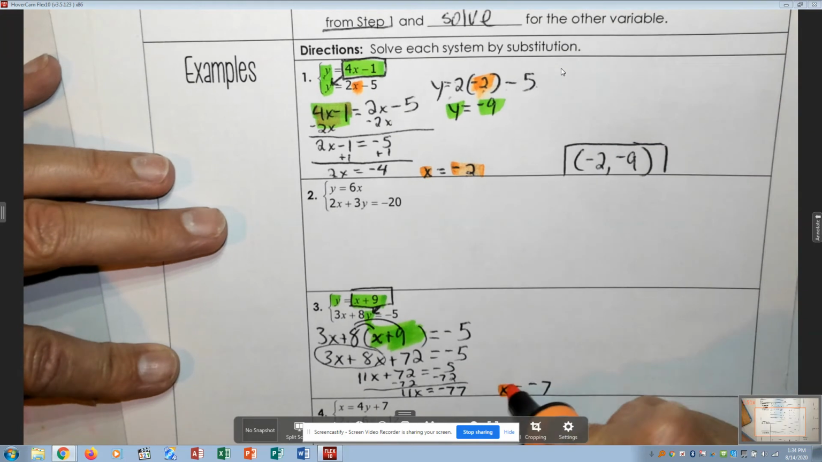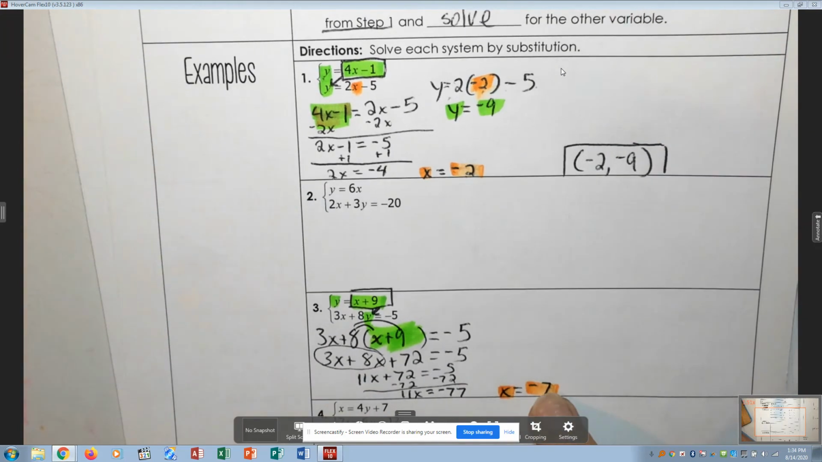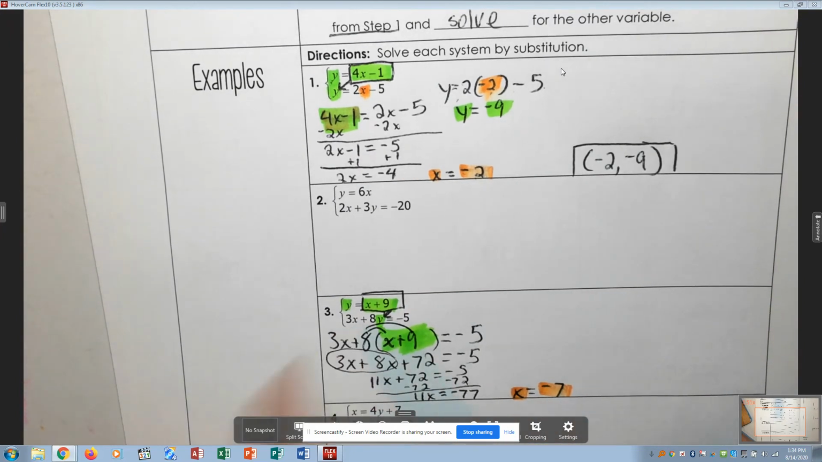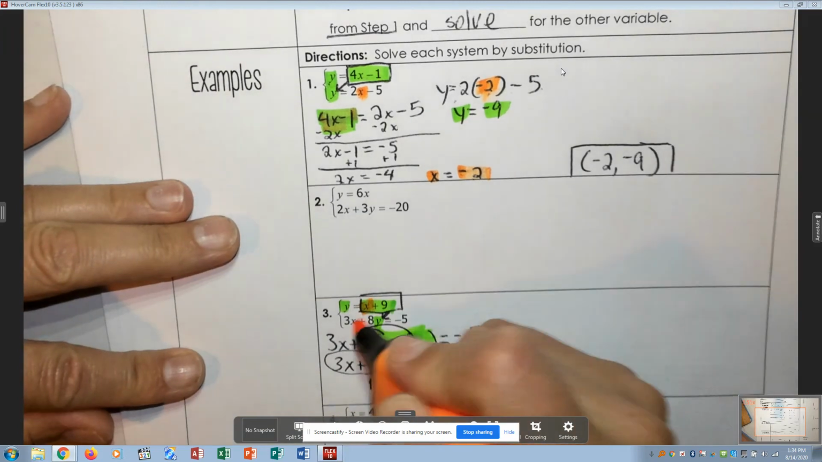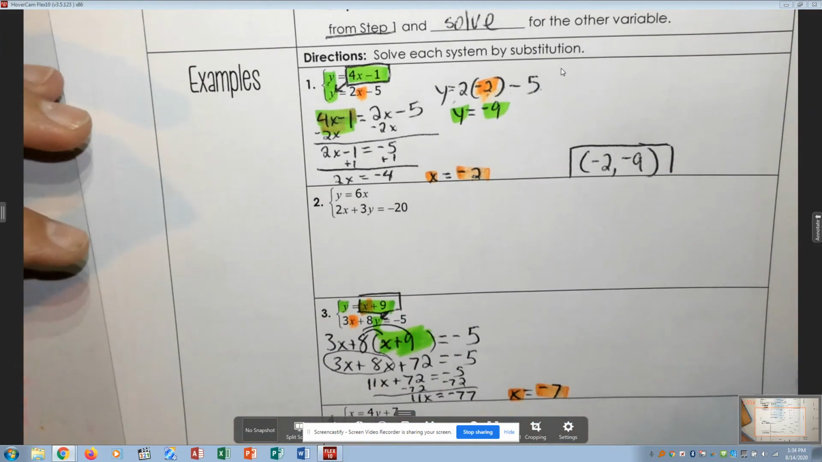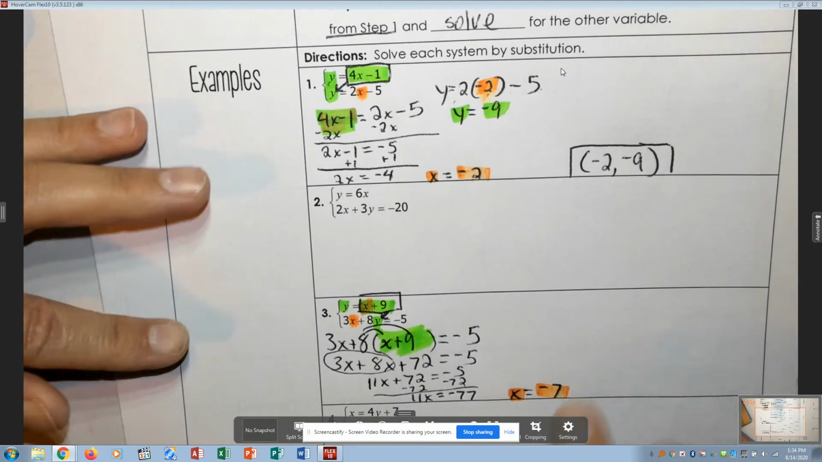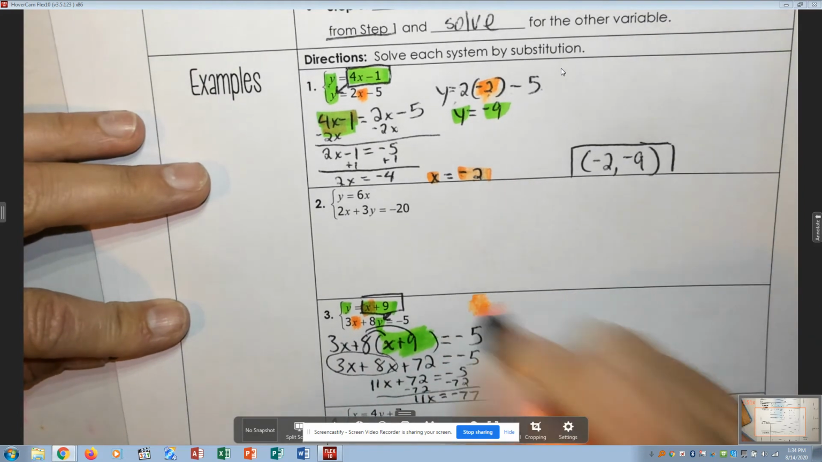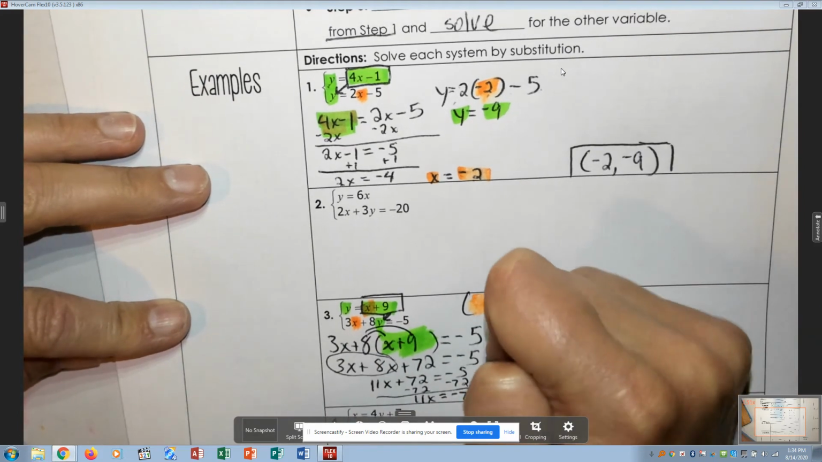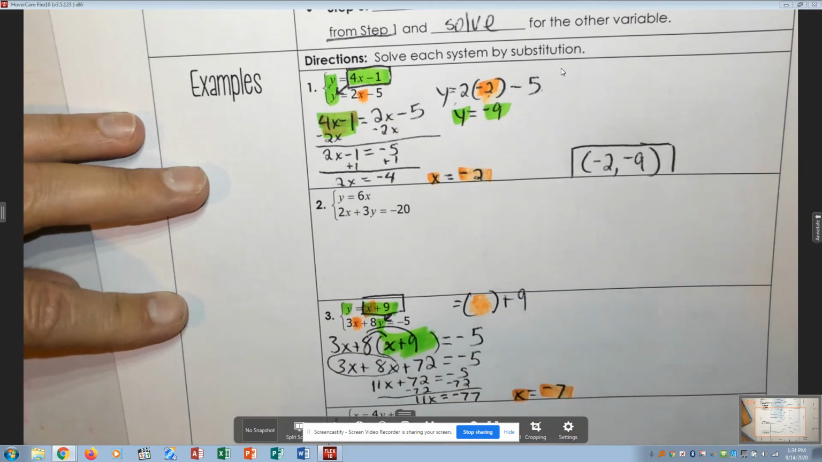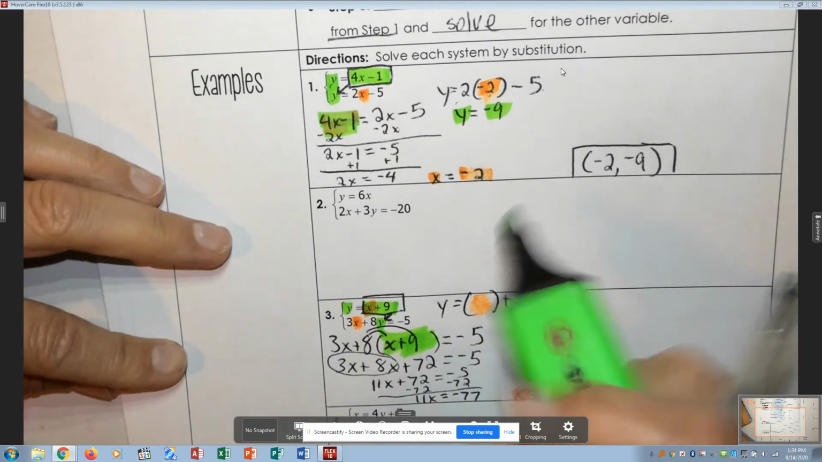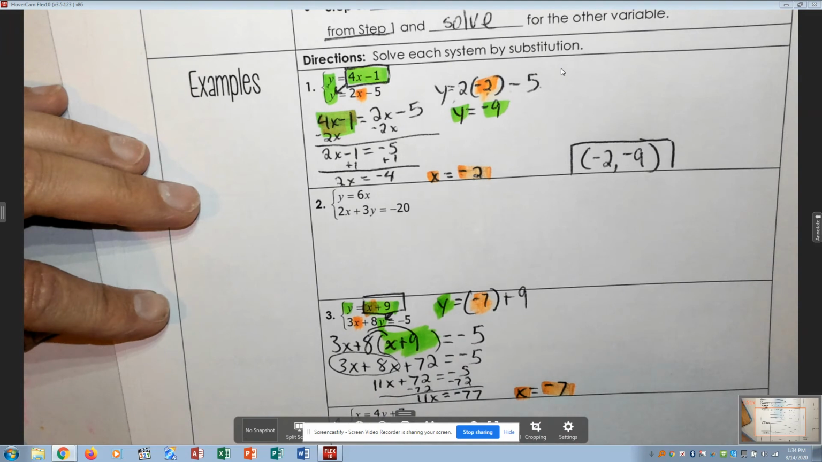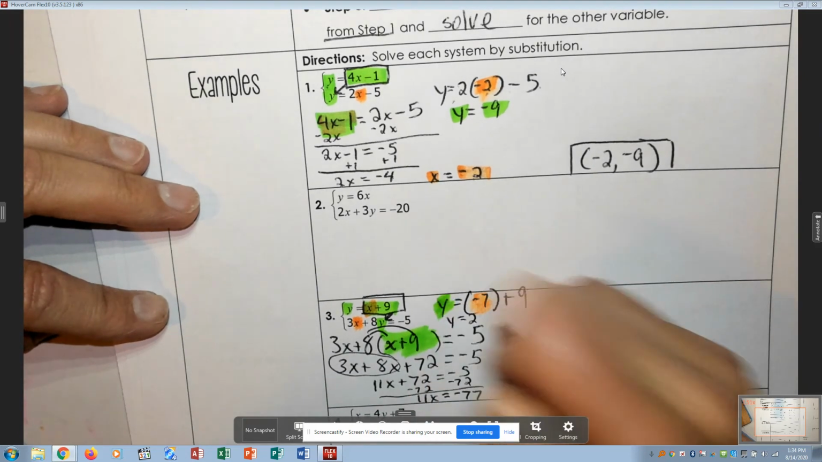Okay, so I have two choices. I can plug this negative 7 for that x, or I can plug this negative 7 for that x. So let's think about this. Which one will result in the least amount of math? Which will get me the answer the quickest? Well, I think the top one, because all I have to do is plug in negative 7 here, add 9, and it spits out my y. It will give me my y. Remember that. So negative 7 plus 9 is 2. So y is equal to 2.